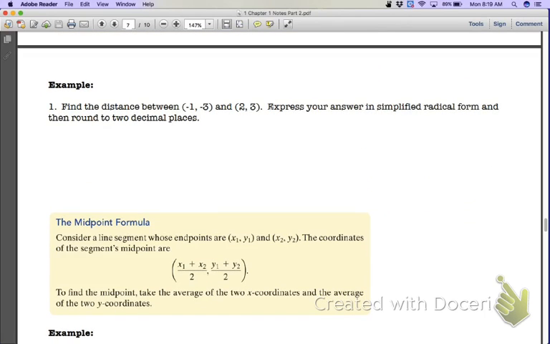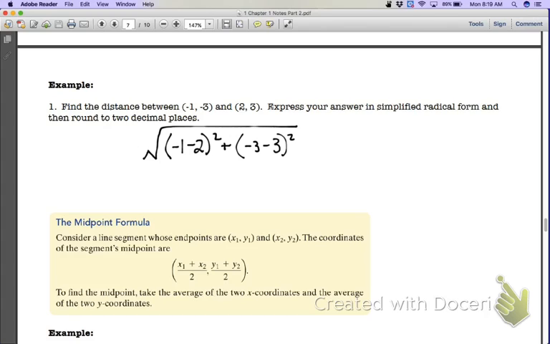So if you have the distance between -1, -3 and 2, 3, basically all I'm going to do is start with everything underneath the radical, and then figure out which one you want to make x1 and which one you want to make x2. Again, it does not matter to me. I usually just go in order of whatever I have. So I'm going to go -1 minus 2, square it, plus -3 minus 3, and square that.